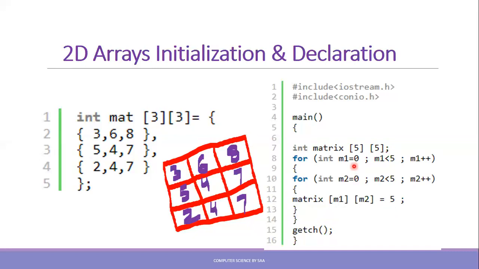When this loop will be executed for the first time, m1 is 0 and m2 is 0. So 5 will be assigned to matrix 0, 0 location, then 0, 1 location, then 0, 2 location, 0, 3 and 4. Then for the next iteration, m1 will be incremented, then 1, 0, 1, 1, 1, 2, and in the same way the matrix will be filled, and all the elements that are assigned to that matrix are the number 5.